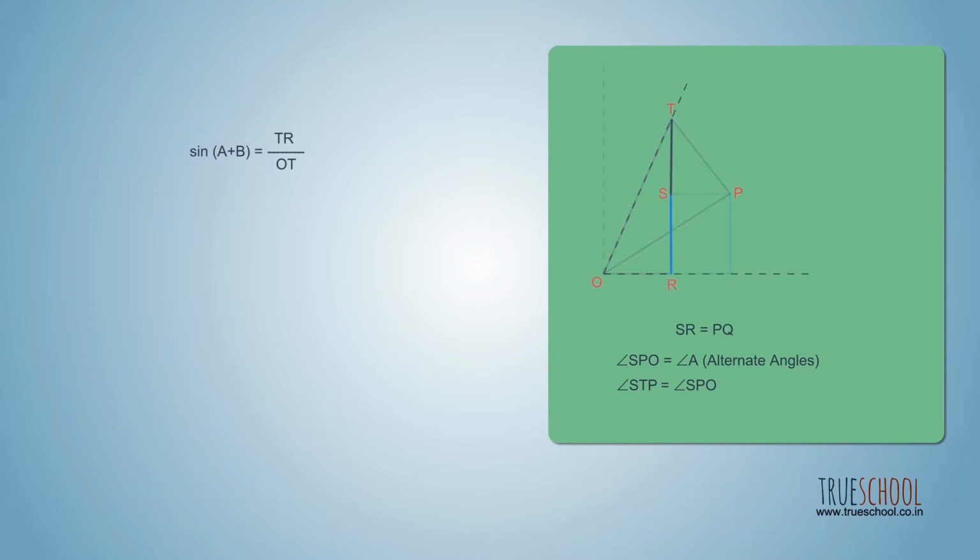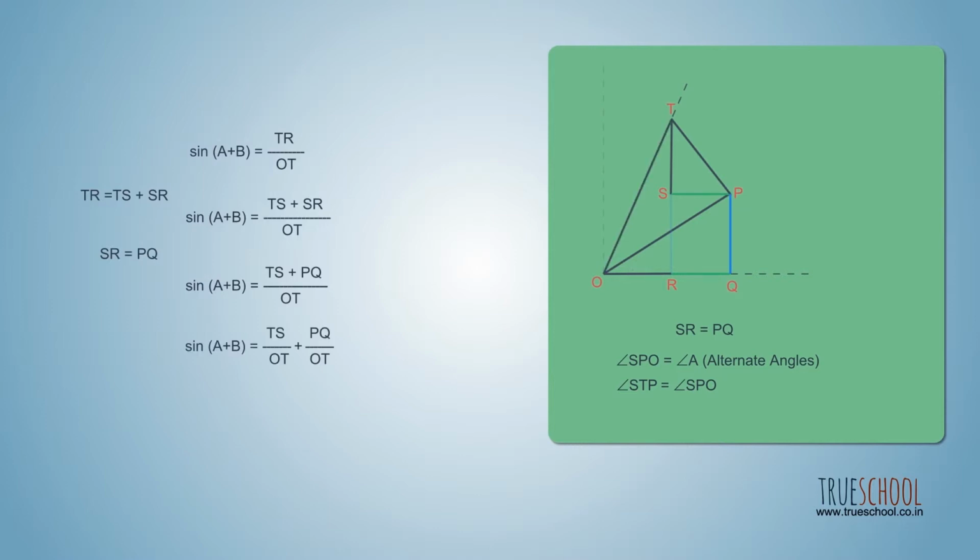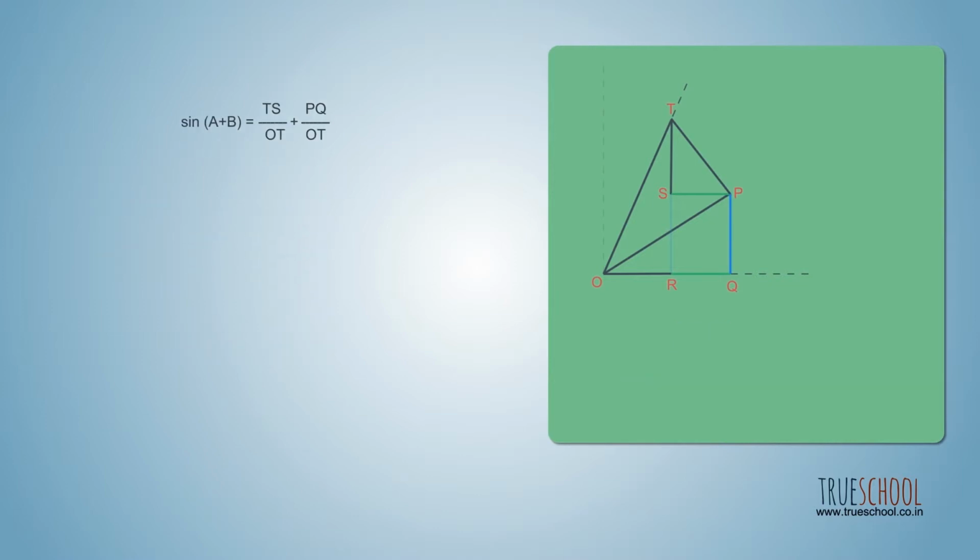Hence, if we break TR as TS and SR, TS becomes part of one of these triangles, and SR, which is also equal to PQ, is also a part of it. So we finally get sine A plus B to be equal to TS upon OT plus PQ upon OT. Now is the time to do another mathematical jugglery. So we'll have to multiply and divide this term by TP and the next with OP.